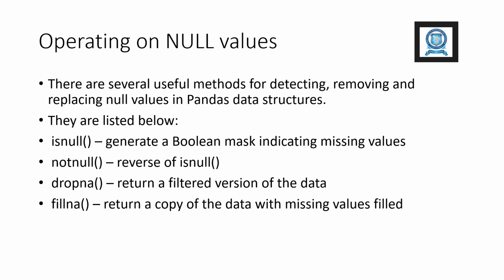Operating on null values. There are several useful methods for detecting, removing, and replacing null values in Pandas data structures. They are listed below. isnull() generates a Boolean mask indicating missing values. notnull() is the reverse of isnull(). dropna() returns a filtered version of the data. fillna() returns a copy of the data with missing values filled.